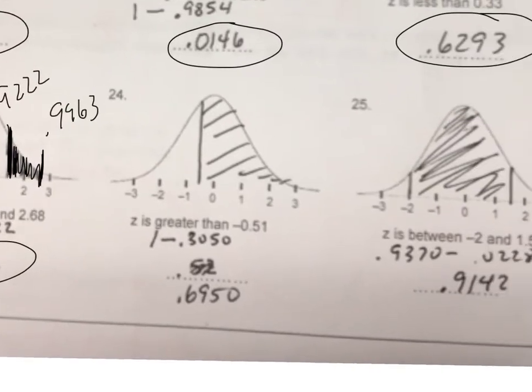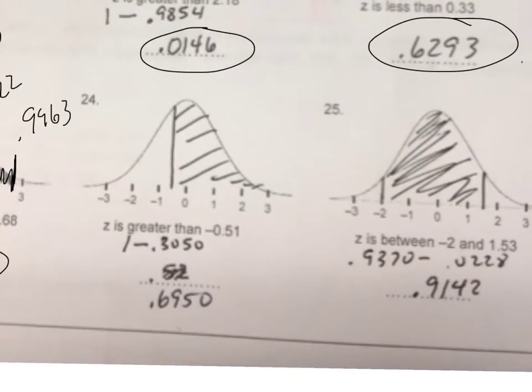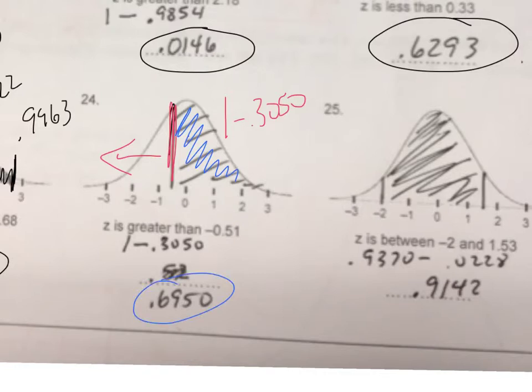And then finally, on number 24 and 25, this is area that is greater than. So hopefully y'all remember, whenever you find the z-score, that gives you the area to the left. So you have to subtract it from 1. So this is 1 minus 0.3050 to get this area to the right. And that's what we were looking for. So the area is 0.6950.